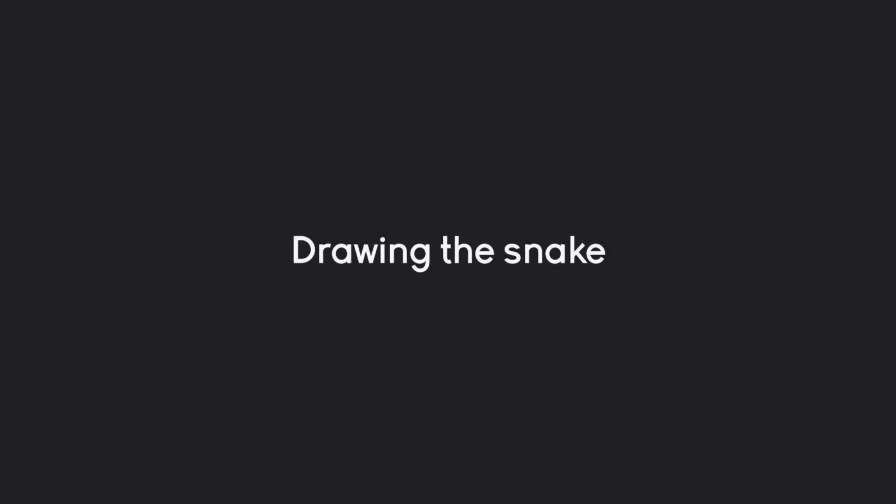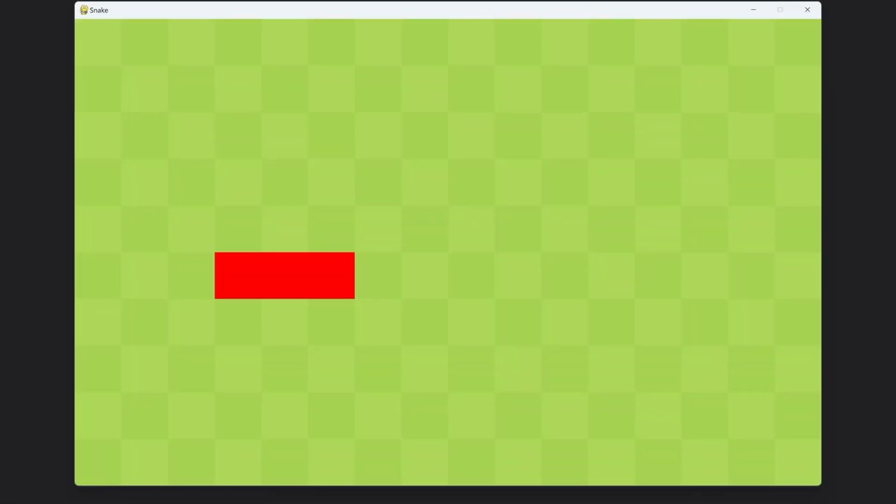For the next part, we are going to draw the snake, which is going to look something like this. To make this logic work, we have to cover a bit of theory. Most importantly, the snake is going to consist of several body points. All of those have an X and a Y attribute.